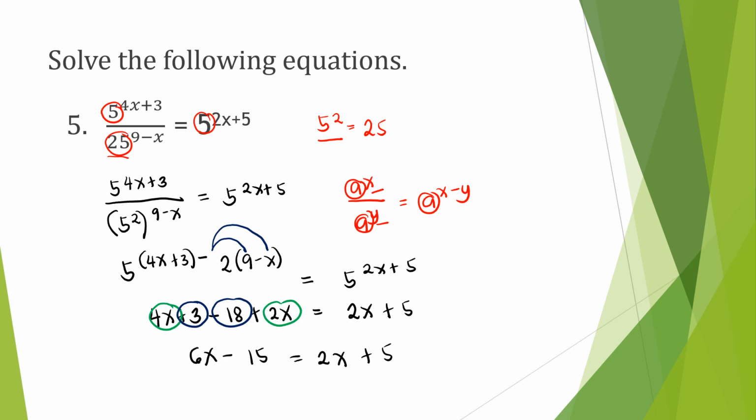Next, let us add negative 2x to both sides of the equation. Cancel. Then let us add positive 15. Cancel. This will become 6x minus 2x is 4x is equal to 20.